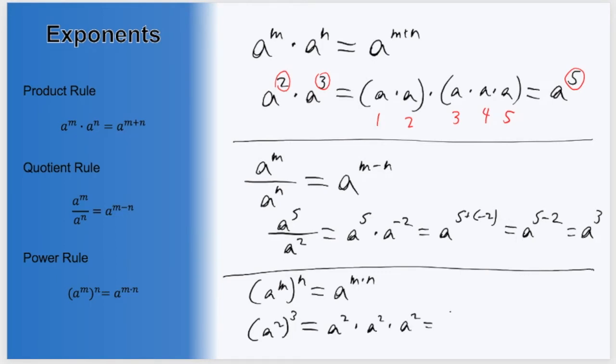And we could write out each of these a squareds as a times a, and we see that we have 1, 2, 3, 4, 5, 6 a's all multiplied together, which will give us a to the 6th power. This 6 is the same as if I had multiplied the original 2 and 3 exponents together. So we've now seen how the product rule, quotient rule, and power rule all work for exponents.